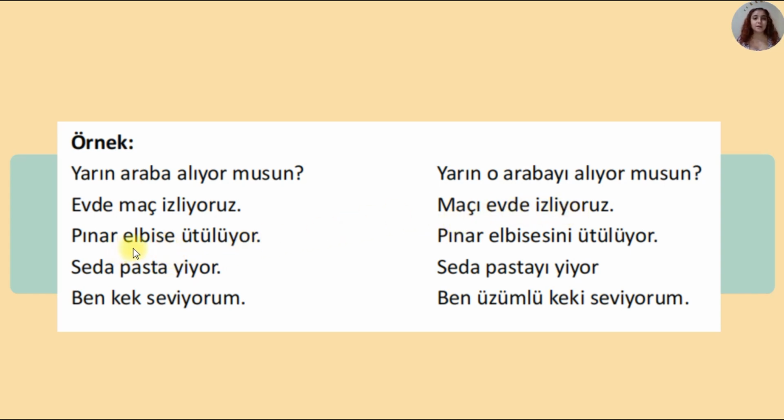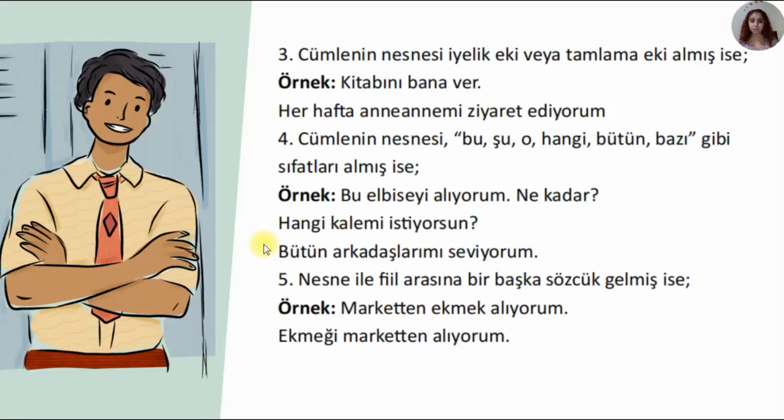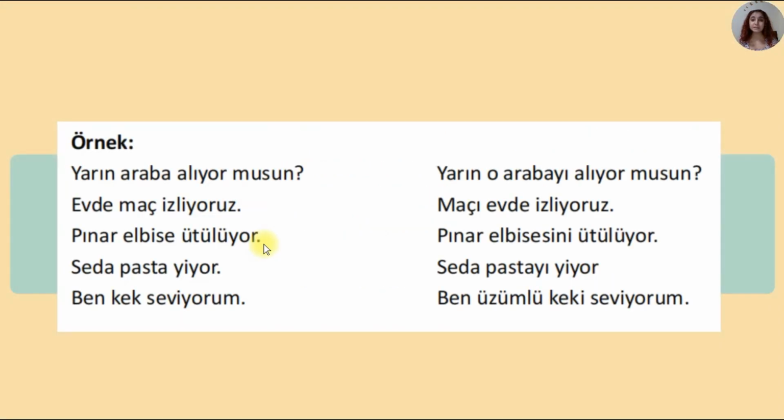Okay. Pınar elbise ütülüyor. Pınar elbisesini ütülüyor. Pınar is ironing a dress. Pınar is ironing her dress. And now her dress is specific enough. It is related with possessive case condition here. Third one, if you used possessive suffix in your object of the sentence, it requires accusative. And now it is specific dress, the dress, her dress. That's why it takes accusative.